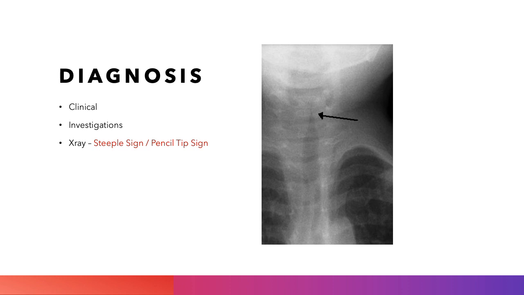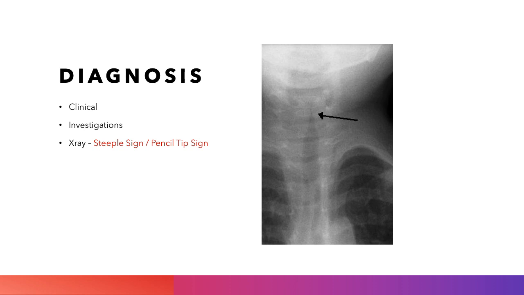Visualization of the upper airway by endoscopy or bronchoscopy is rarely indicated, as it may trigger further edema in the subglottic area. Even viral studies are not needed for the management of croup. Investigations are considered only when the presentation is atypical and another diagnosis is considered instead of laryngotracheobronchitis. Whenever we do an X-ray, we find the steeple sign or pencil tip sign.